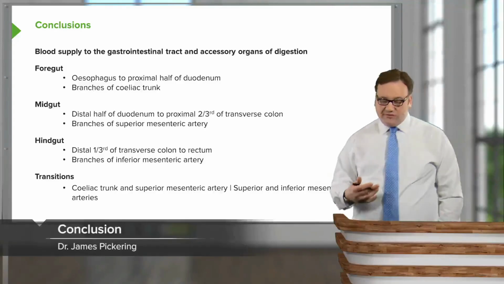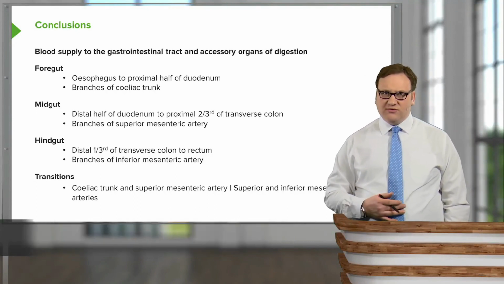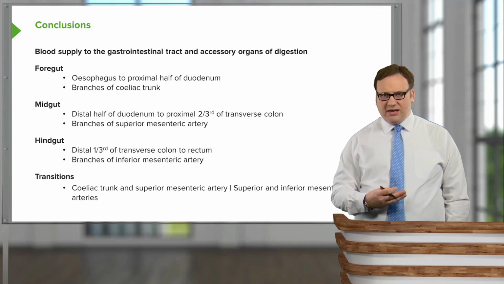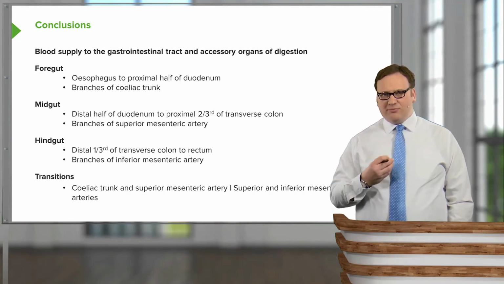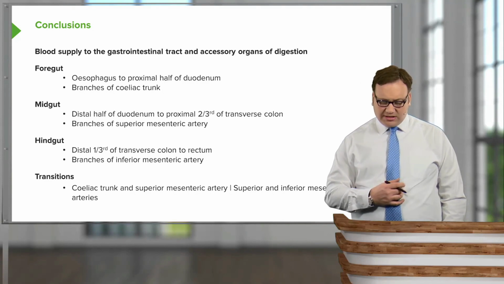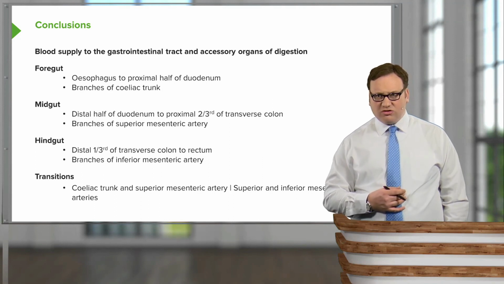So in conclusion, we've looked at the blood supply to the GI tract and also the accessory organs of digestion. And we've focused on the foregut, midgut and hindgut and the branches of those respective arteries that go and supply the tissue. We've also looked at those important transitions.